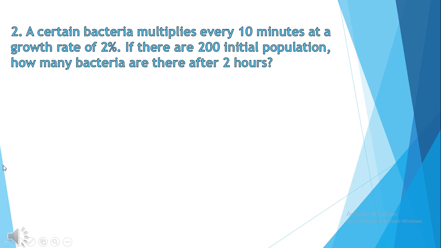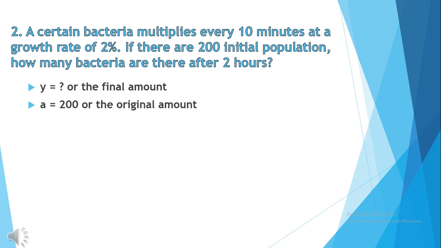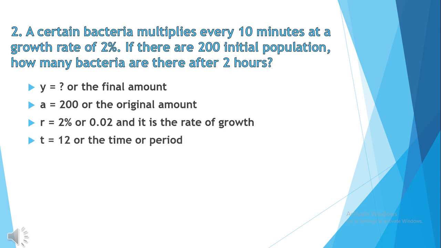Number 2. A certain bacteria multiplies every 10 minutes at a growth rate of 2%. If there are 200 initial population, how many bacteria are there after 2 hours? First, we need to identify the corresponding values of the exponential growth function. Y is equal to question mark or the final amount, A is equal to 200 or the original amount, R is equal to 2% or 0.02 or the rate, T is equal to 12 or the time, because 2 hours divided by 10 minutes is equal to 12.